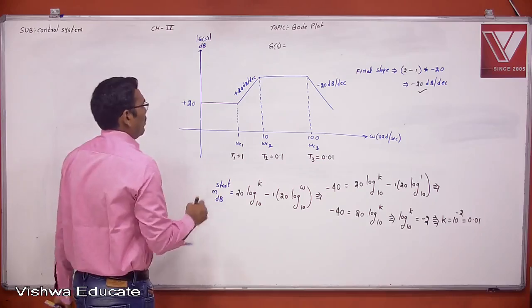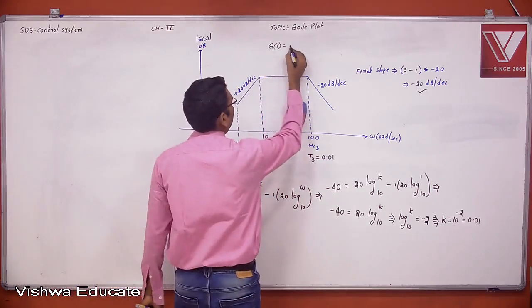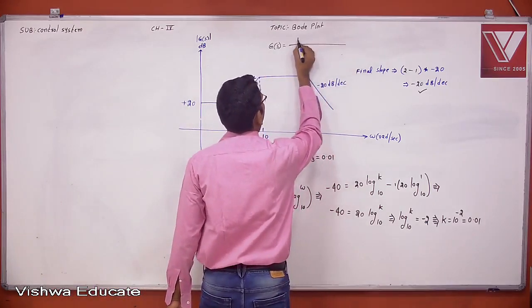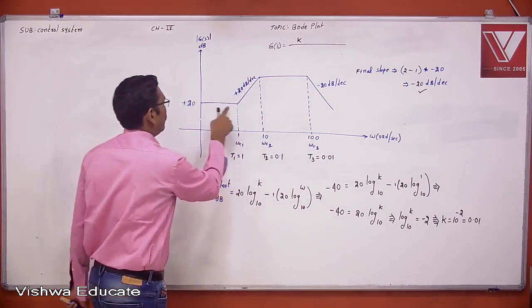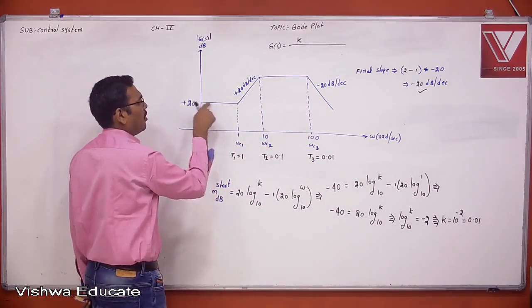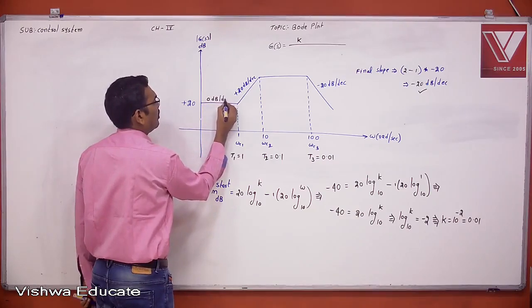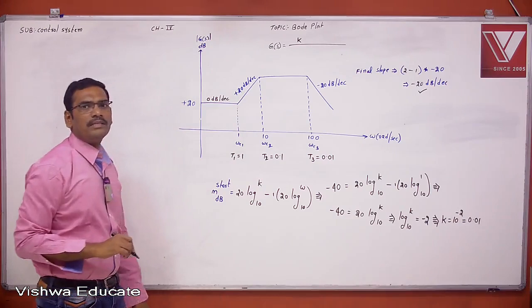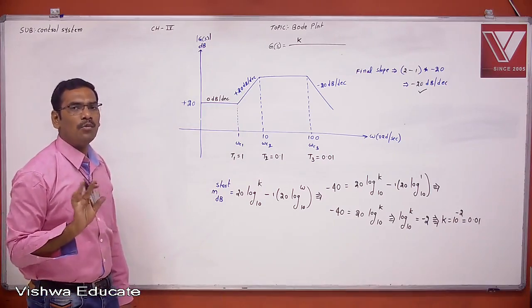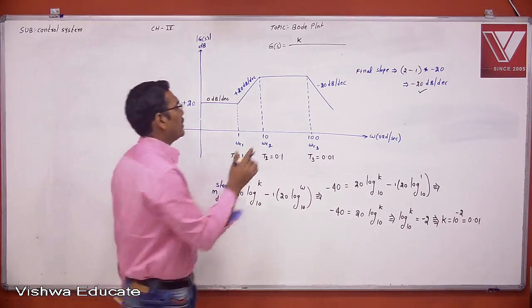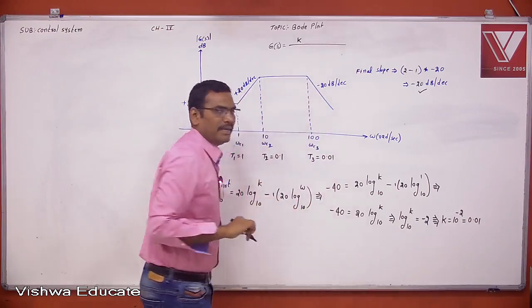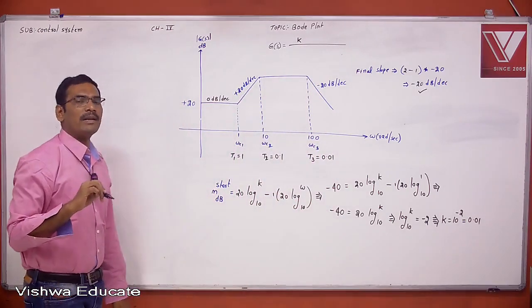Now there is some constant, some system gain K. Now, what is the starting slope? The starting slope is a constant line, which is nothing but 0 dB per decade. What does it indicate? The starting slope is 0 dB per decade, which means no pole at origin, no zero at origin, no s, no 1 by s, no s power n, no 1 by s power n.